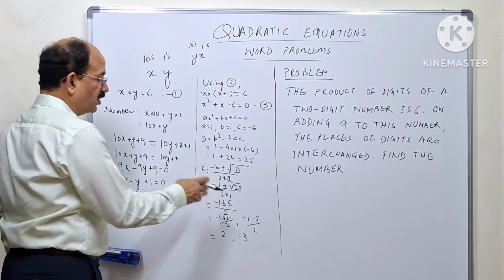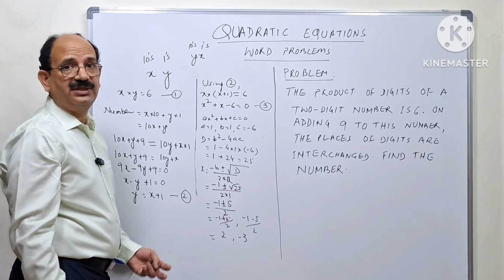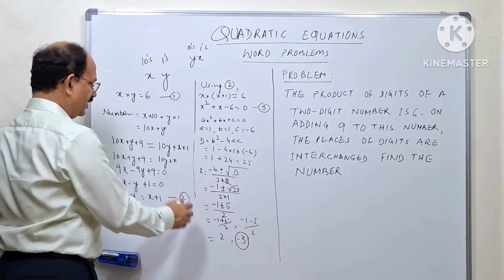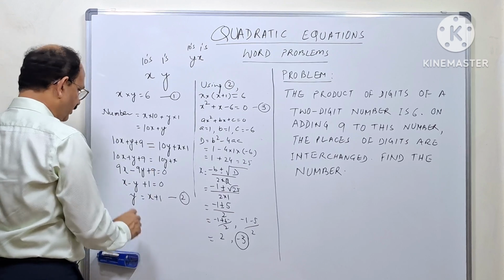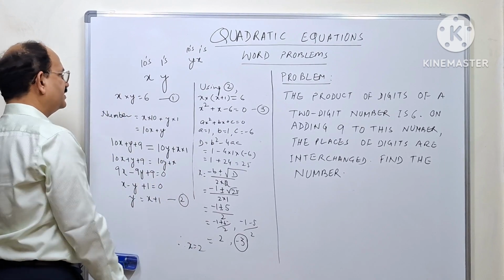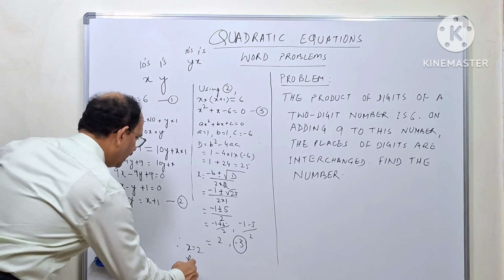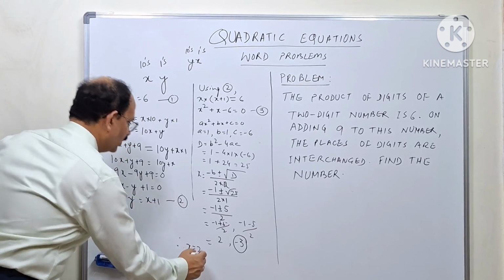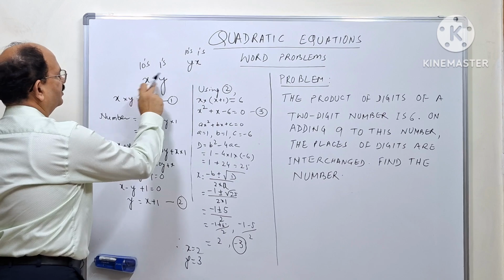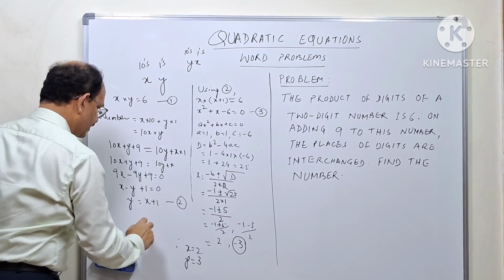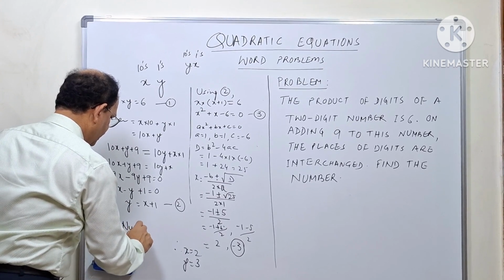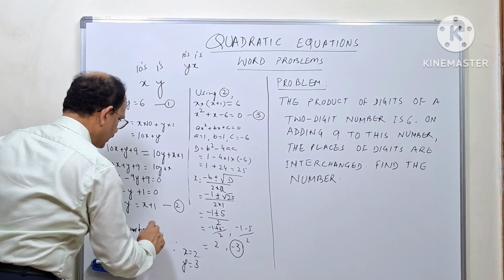Now the digits cannot be negative. Digits are not numbers. Digits can't be negative. Therefore, you have to ignore this minus 3, and therefore x will be equal to 2. Now if x is equal to 2, then we can get y from equation 2 as 2 plus 1, that is 3. And therefore, the required digits will be xy, that is, the correct number is 23.